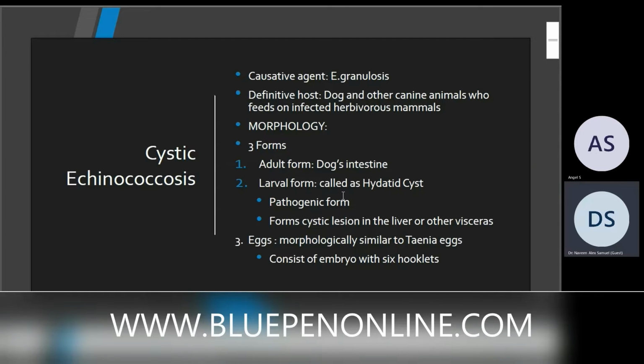It forms cystic lesions in the liver or the other visceral organs. Eggs are morphologically similar to Taenia eggs. That is, they are bile-stained eggs, and the embryo consists of 6 hooklets.